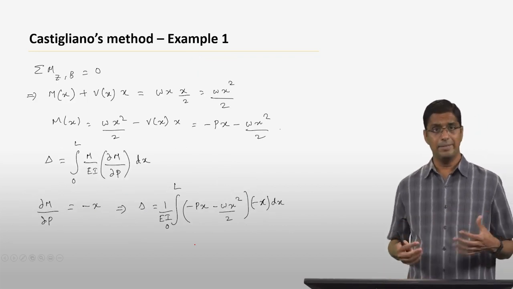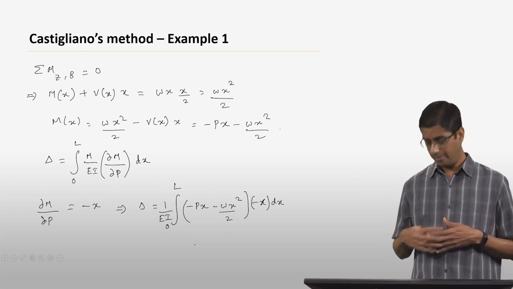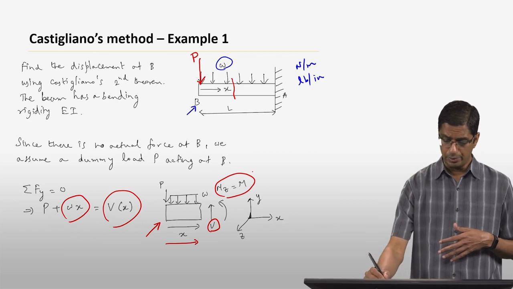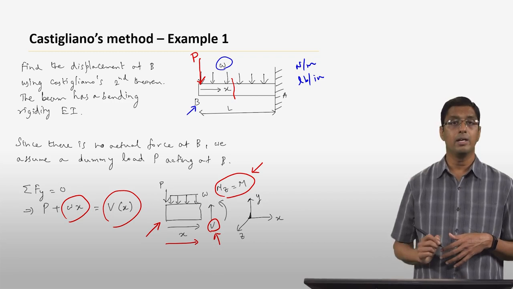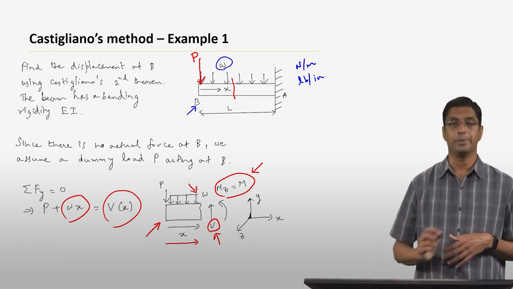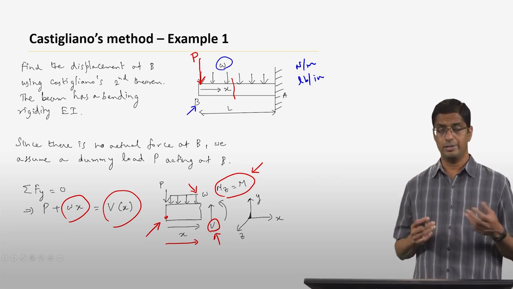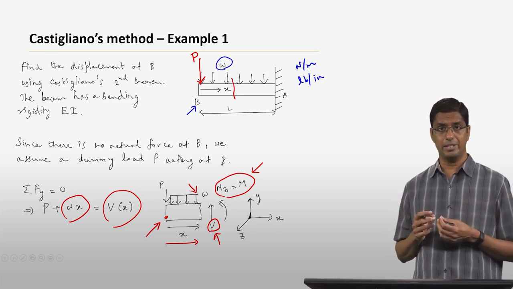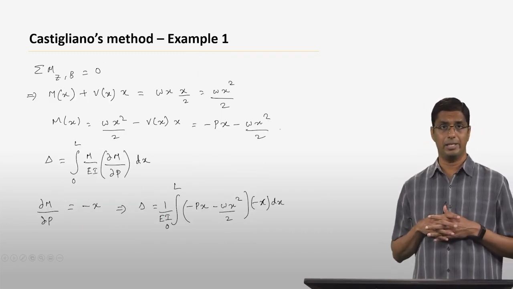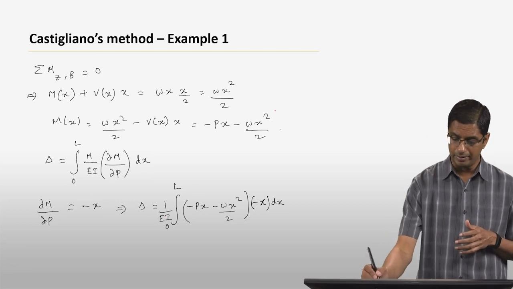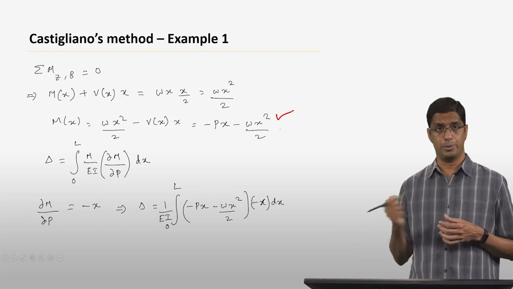Similarly, we can also find the moment equation. In this case, there is going to be a moment due to this internal moment, a moment due to the shear V, and also a moment due to this W. So if you take moment about this point, the two forces W and V will contribute, and also you will have an internal moment. You write the equation for M of x, and it turns out to be minus Px minus Wx squared over 2.